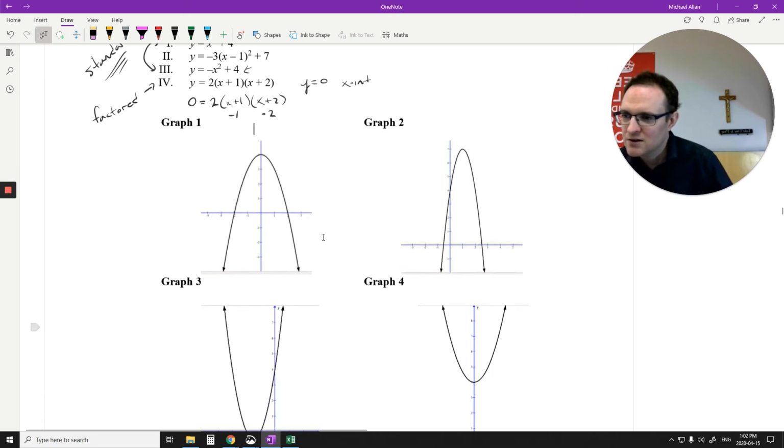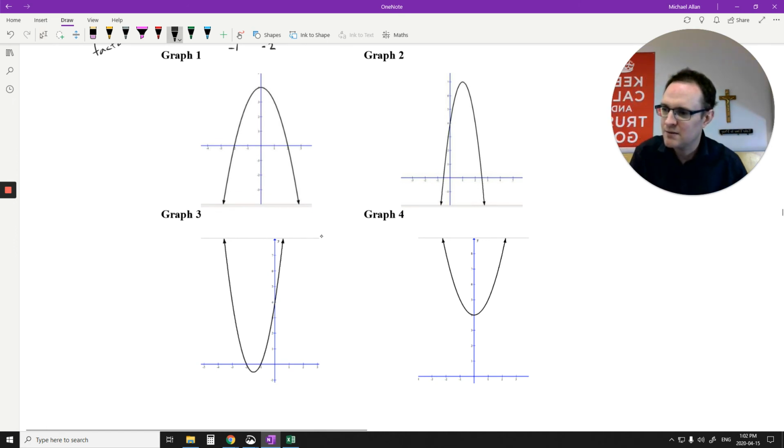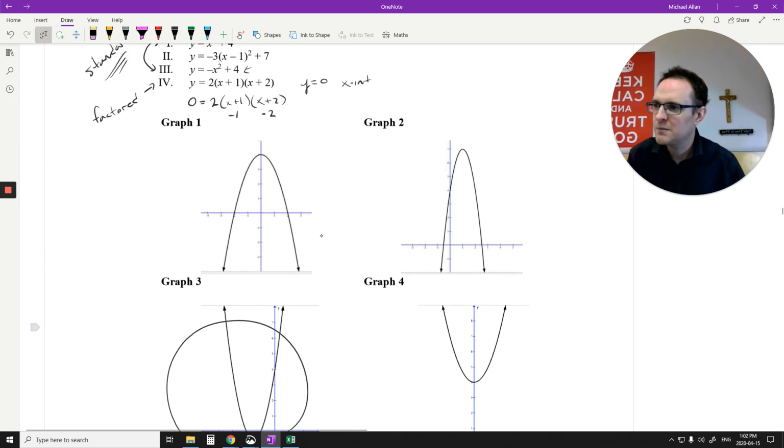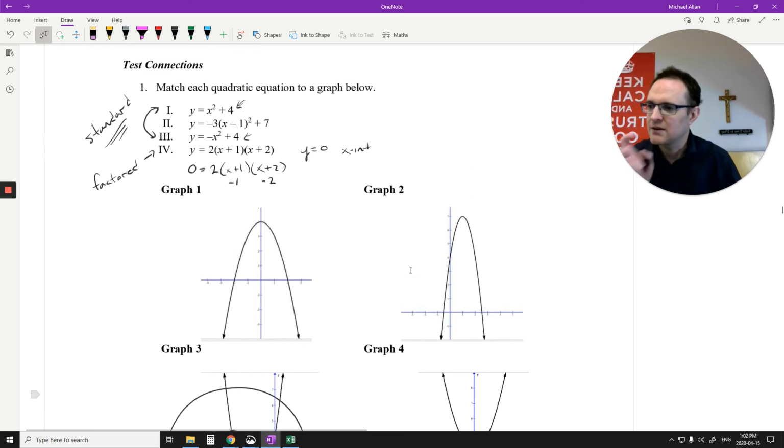So I'm just going to go down here and look at these graphs. I want to know which one of these has -2, -1. Graph number 3. So graph number 3 is graph 4. Okay, so I can get rid of that graph right now. Good.